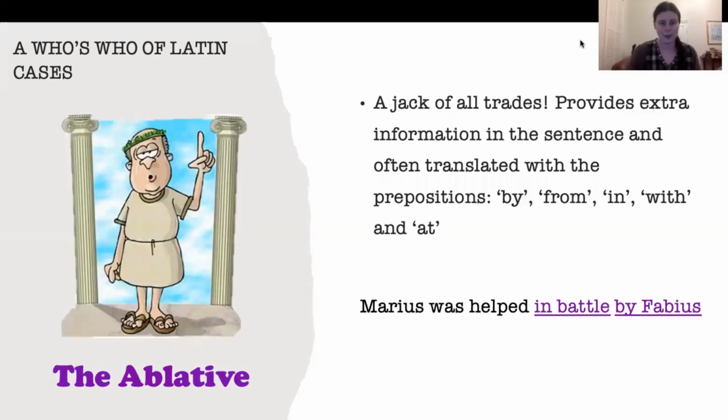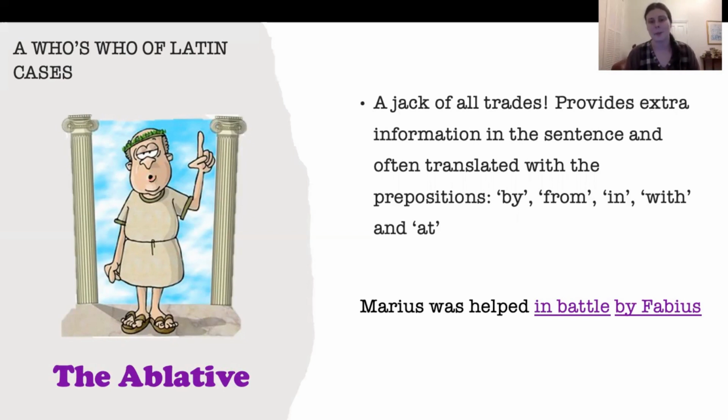Okay, now we're almost done. And we've left the most complicated case till last, the ablative. The ablative is a bit of a jack of all trades. It's a bit of a catch-all. It's sort of whatever function that you need a noun to do that hasn't been covered by the rest of the cases sort of ends up falling on the ablative.